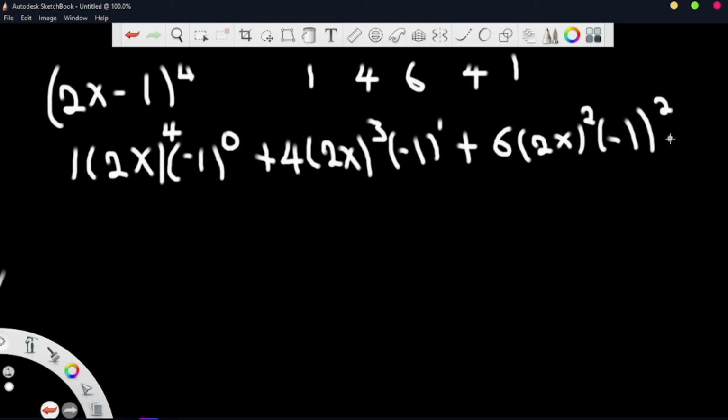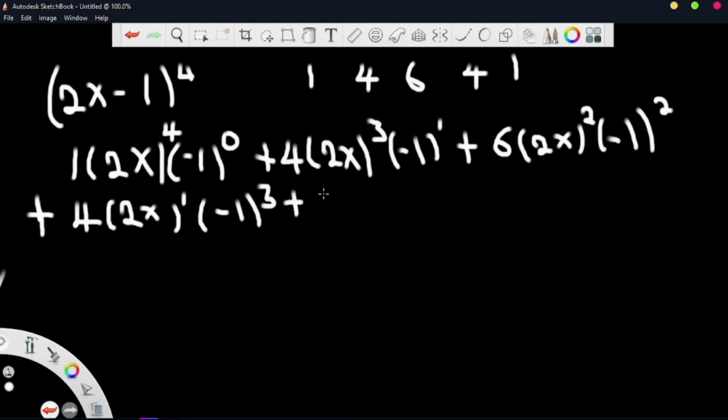So I'm simply going to continue and say plus my 4, 2x. So here 2x was to the 2nd power, so it will become to the 1st power, and then my negative 1 will go to the 3rd power, plus 1, because 1 is my last coefficient, and then 2x here will be to the 0 power, plus, being multiplied by negative 1 now to the 4th power.